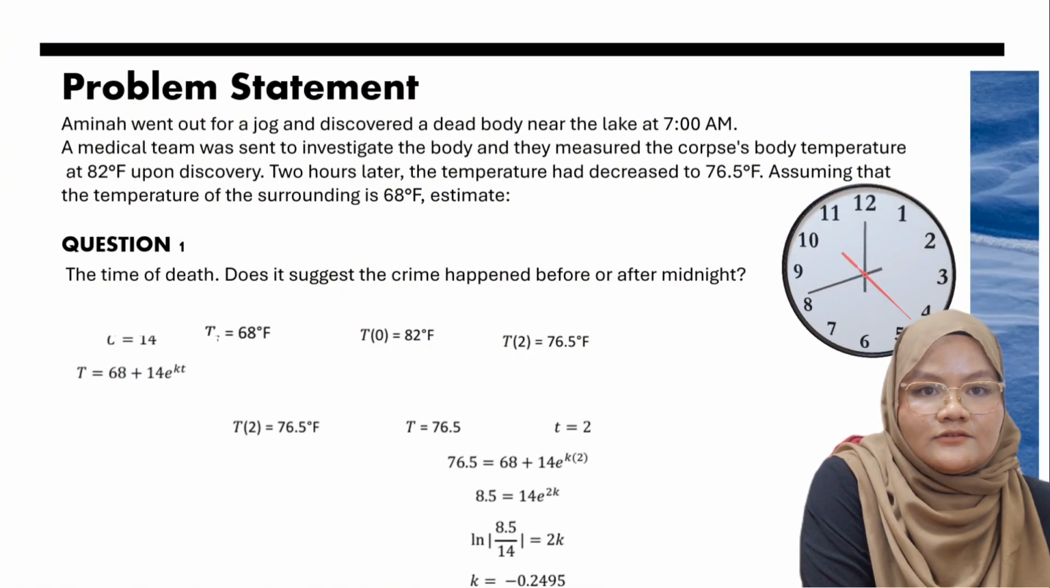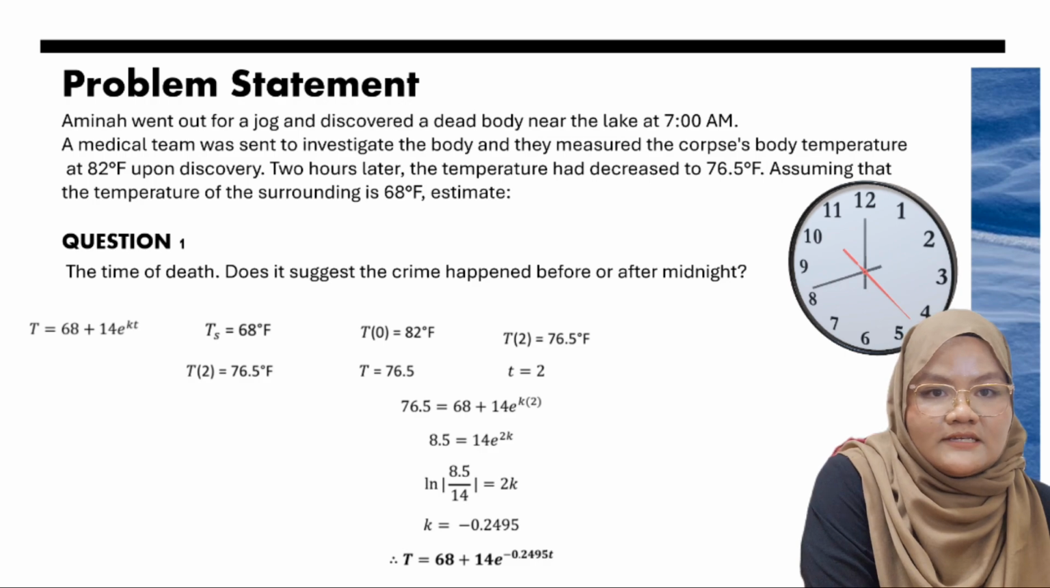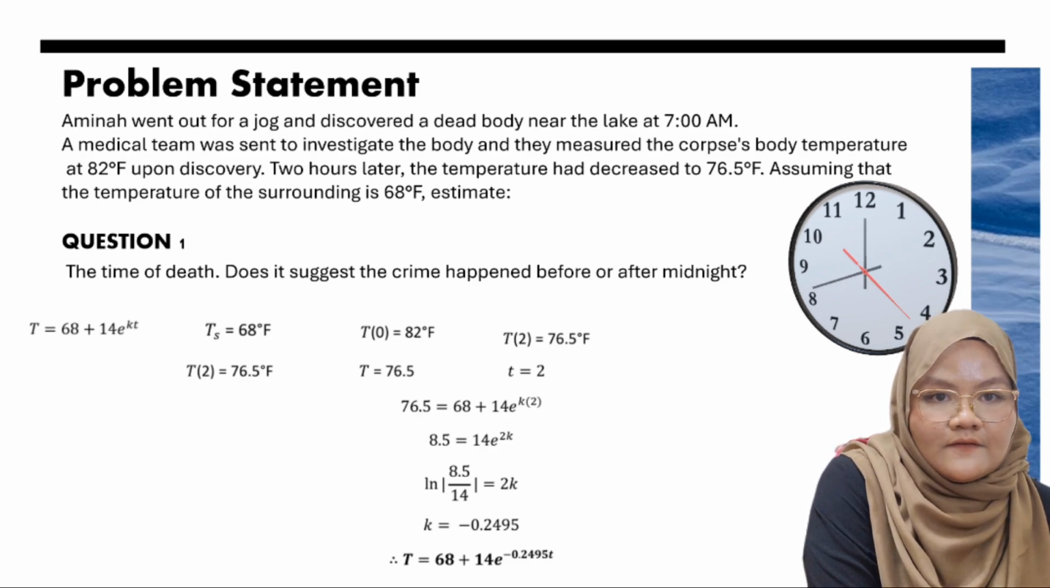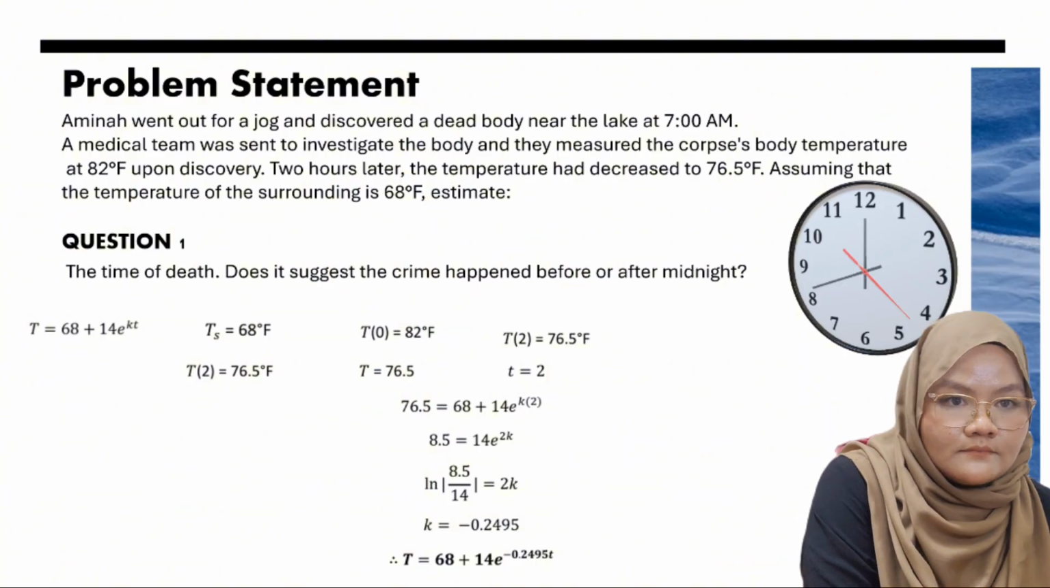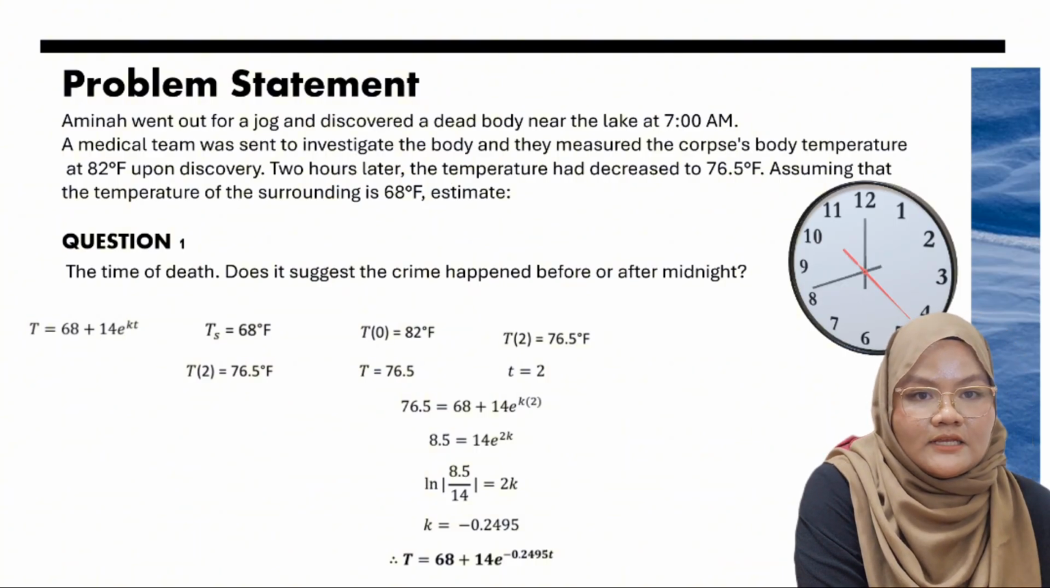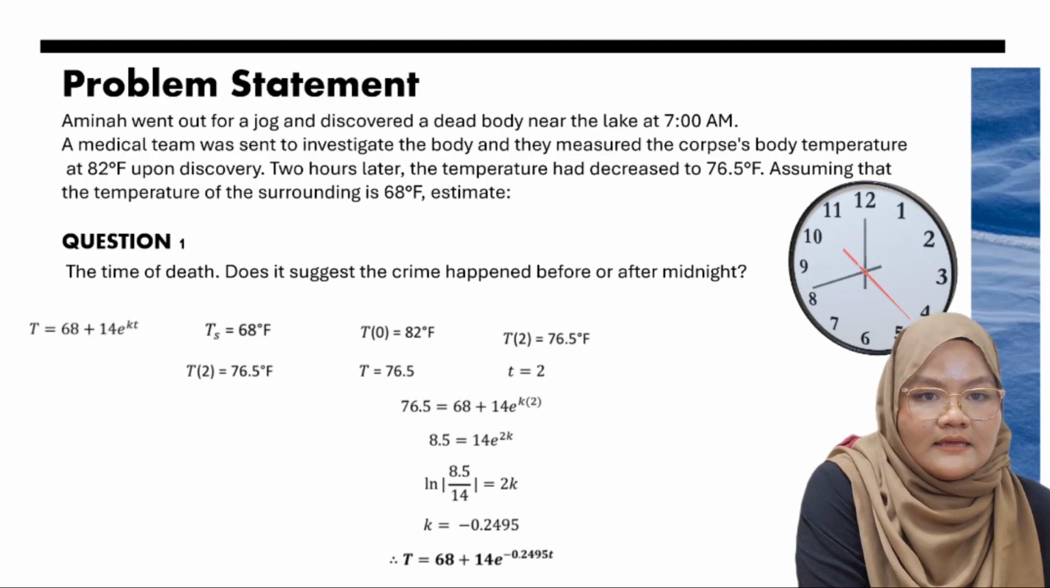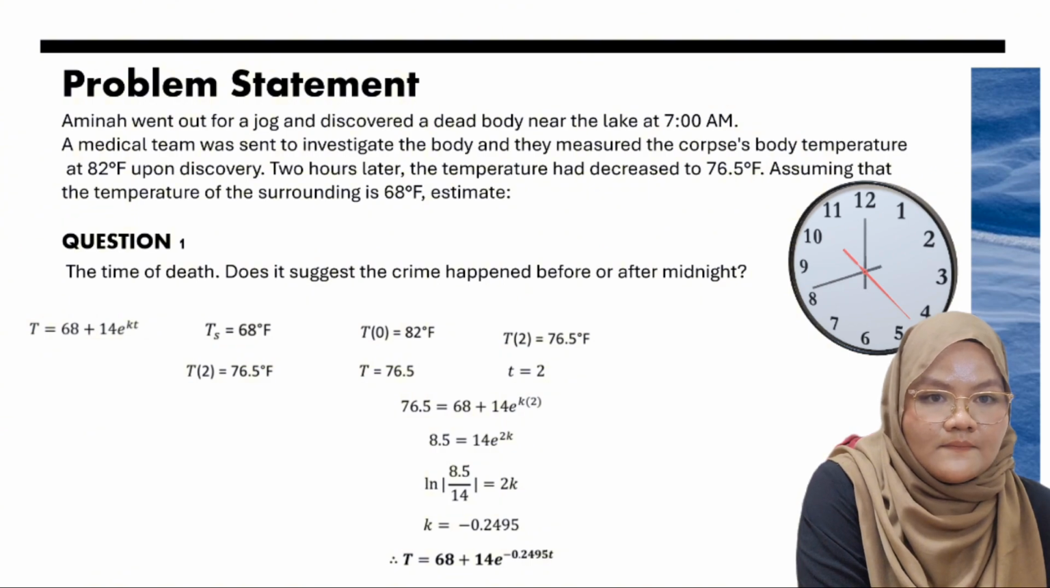Step 2. Find k using the second temperature. 2 hours later, the temperature is 76.5. We substitute that in with t equals 2: 76.5 equals 68 plus 14 times e to the power of k times 2. 8.5 equals 14e to the power of 2k. ln(8.5 over 14) equals 2k. And then we get k equals negative 0.2495. So T equals 68 plus 14e to the power of negative 0.2495t.